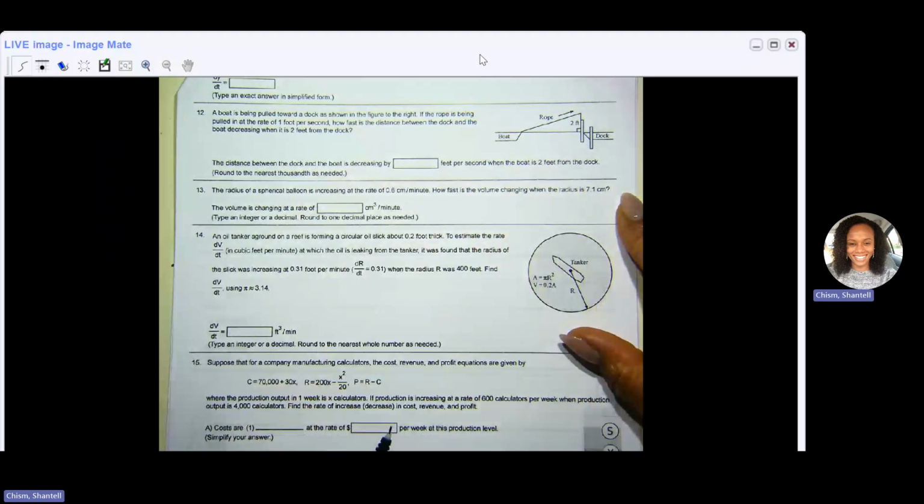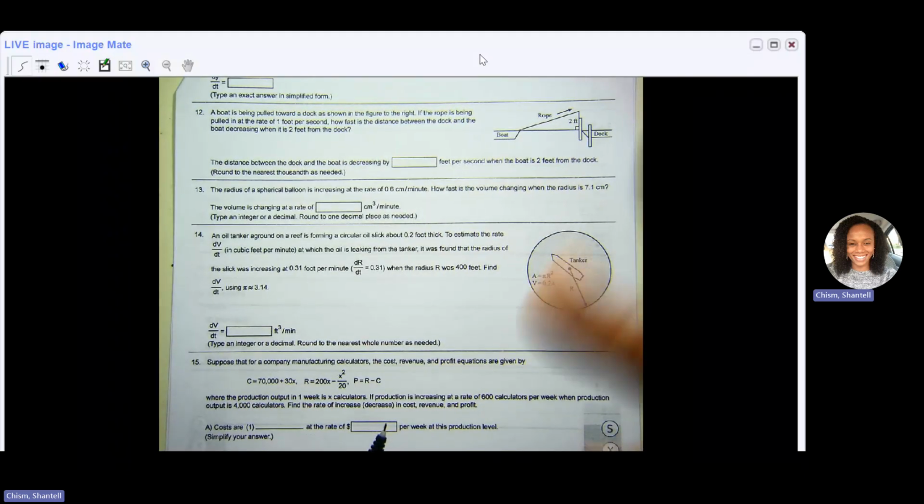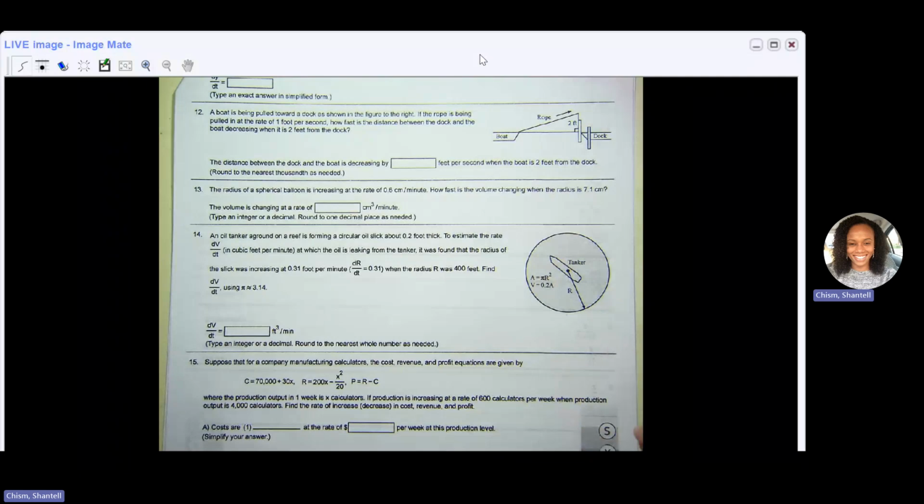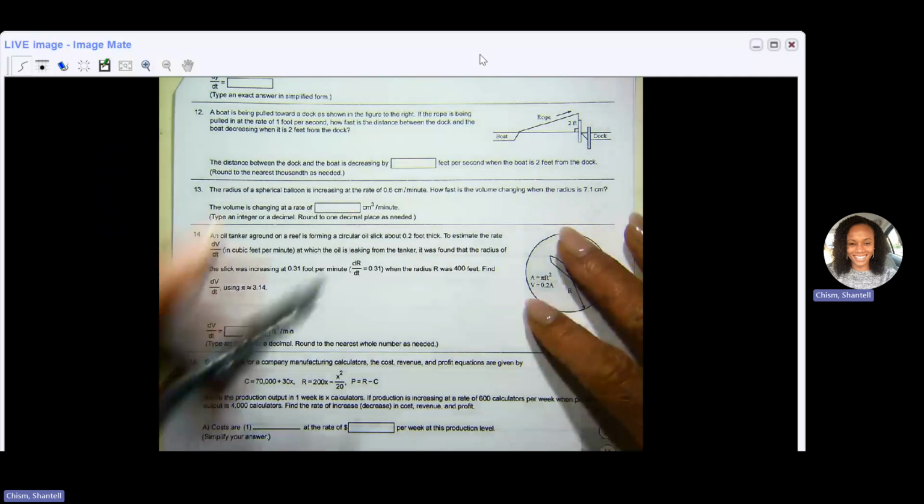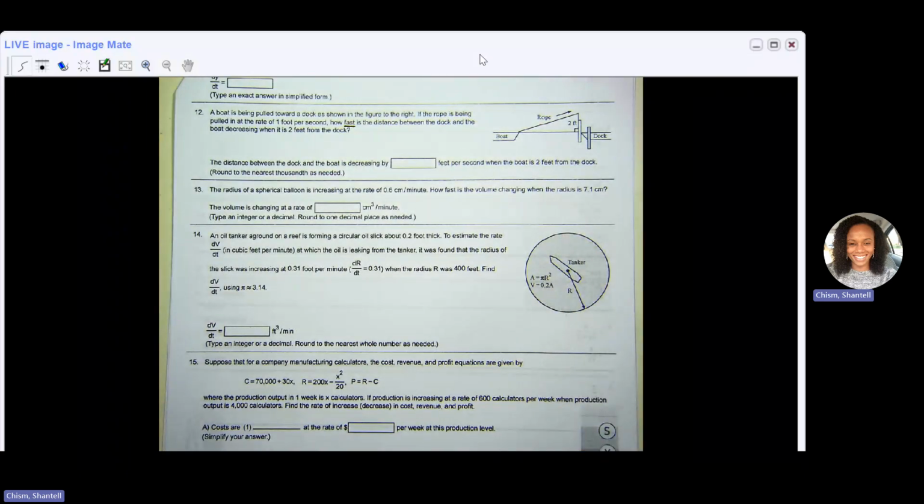If the rope is being pulled in at the rate of 1 foot per second, so that's the rate this rope is coming in, the length of the rope is decreasing because it's being pulled in at 1 foot per second. How fast? I'm going to underline fast. That means we're looking for a rate. How fast is the distance between the dock and the boat decreasing when it is 2 feet from the dock?